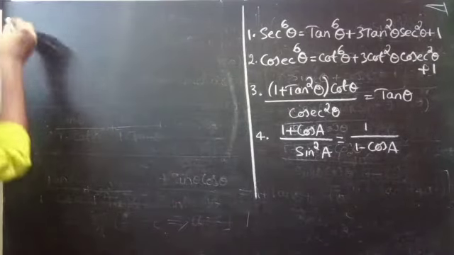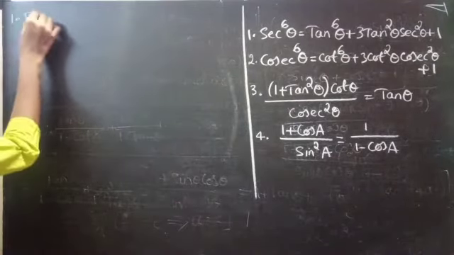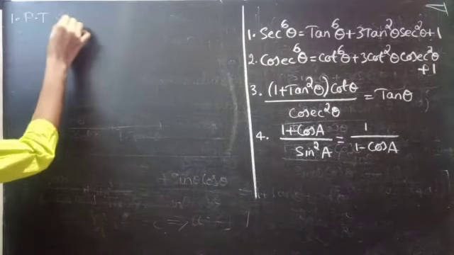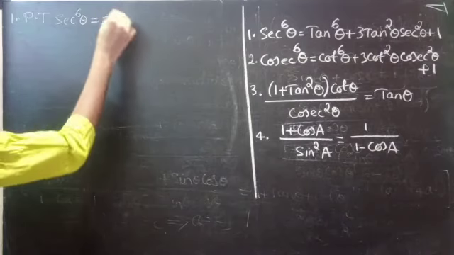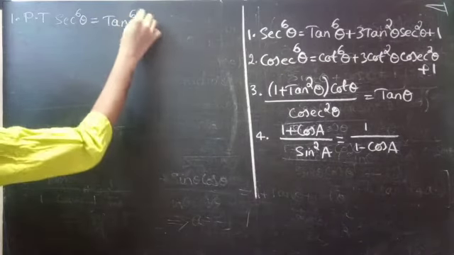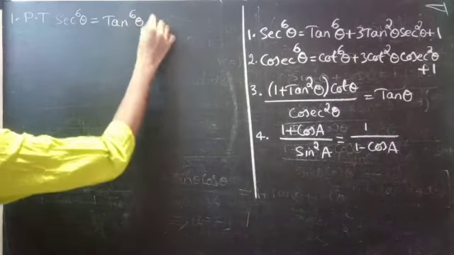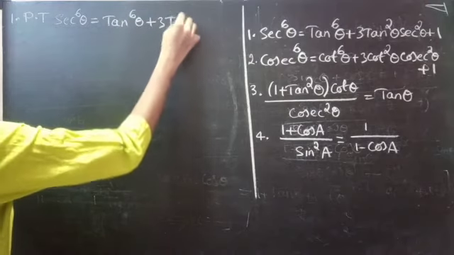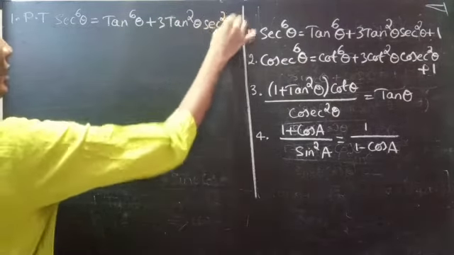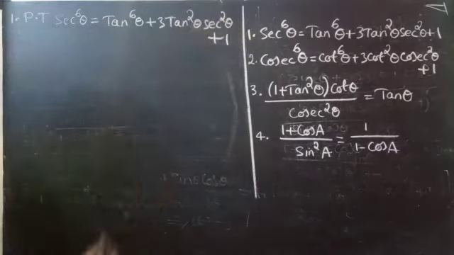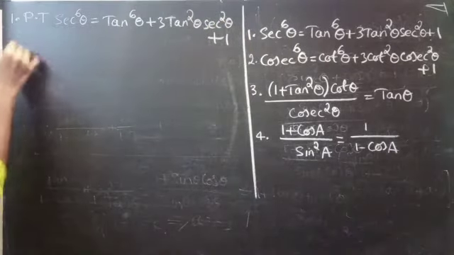So first one, prove that secant power 6 theta equals tan power 6 theta plus 3 tan square theta into secant square theta plus 1. Proof.